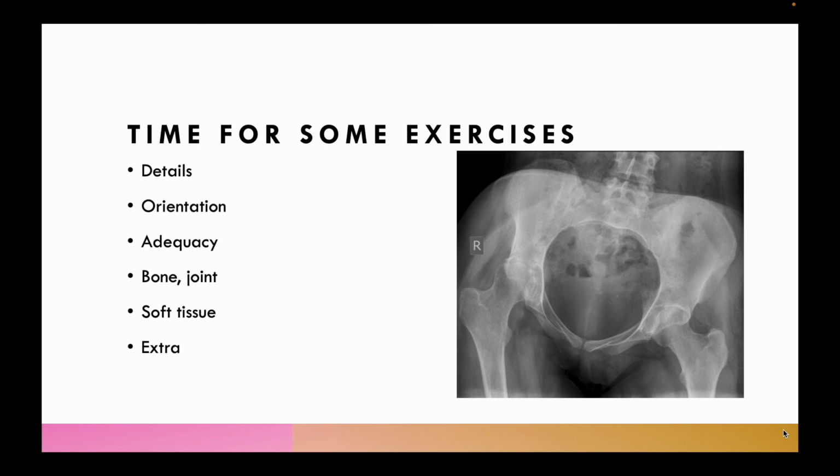Then coming to the soft tissue. The soft tissue appear to be unremarkable or appear to be normal on both sides, and there's no extra finding in this radiograph. So this completes our description of this particular radiograph of pelvis with both hip joints.